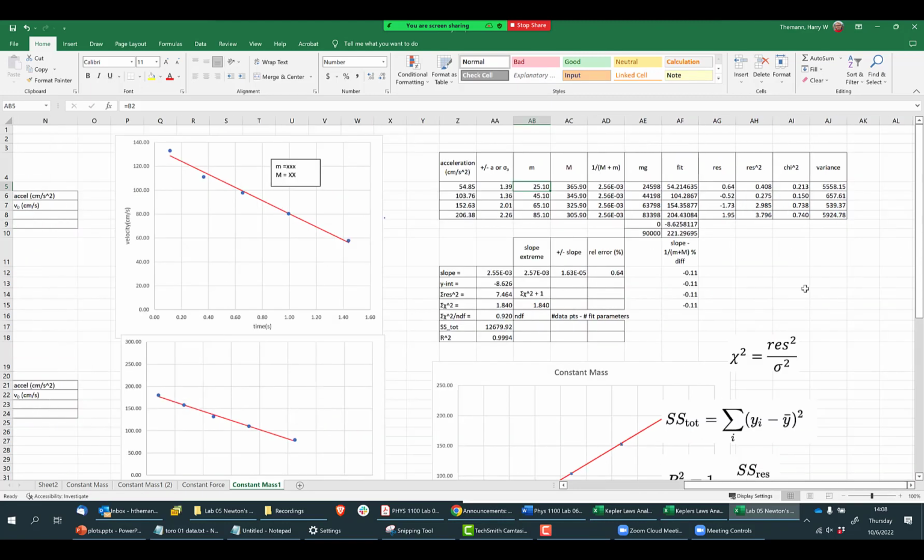Okay, then I've got my masses, then I calculate my 1 over m plus M, right? This part we looked at a little bit last time. And then I can make my mg, which is, in this case, since we decided to leave everything in centimeters, 980. And it looks like absolute, but it's AB5, which is the mass, that little m.